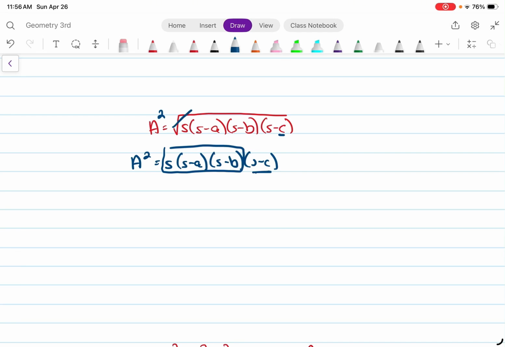And we can move it in bulk. Since they're all being multiplied, we can divide by all three. So a squared divided by s times s minus a times s minus b is equal to s minus c. And notice that since everything outside the house is gone, we no longer need those parentheses.